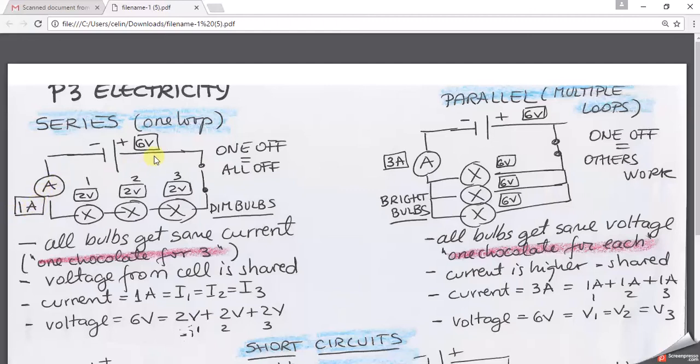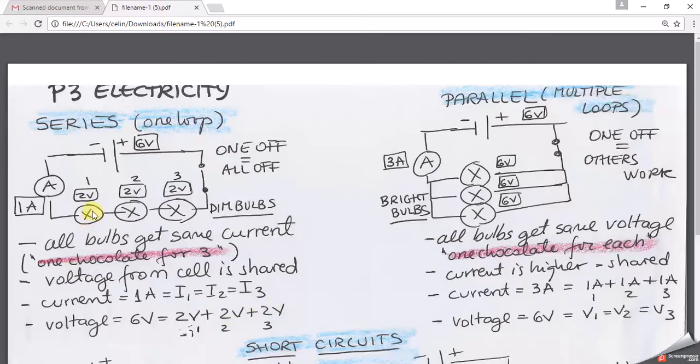For example, this battery manages to get out 1 amp of current. That means the first bulb gets 1 amp, the second gets 1 amp, the third gets 1 amp. If the current is 1 amp, everyone gets the same current. That's why, if the bulbs are the same, the brightness will be equal for each of them. The voltage from the cell is shared. If we have a voltage of 6 volts, it will be broken down into 2 volts for the first one, 2 volts for the second, and 2 volts for the third.